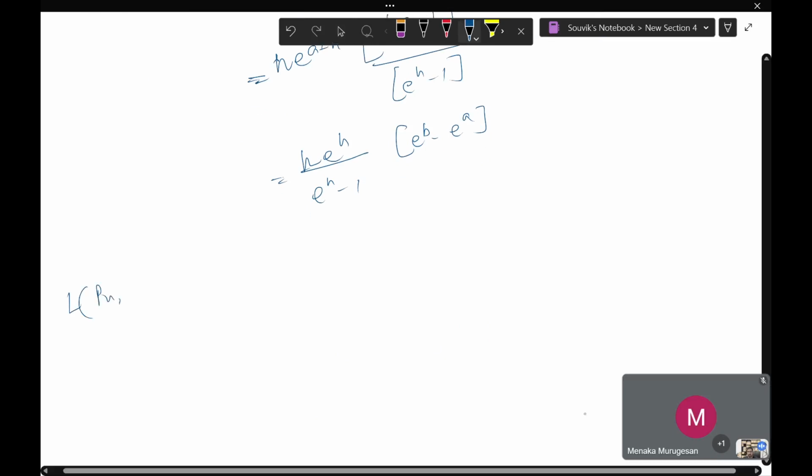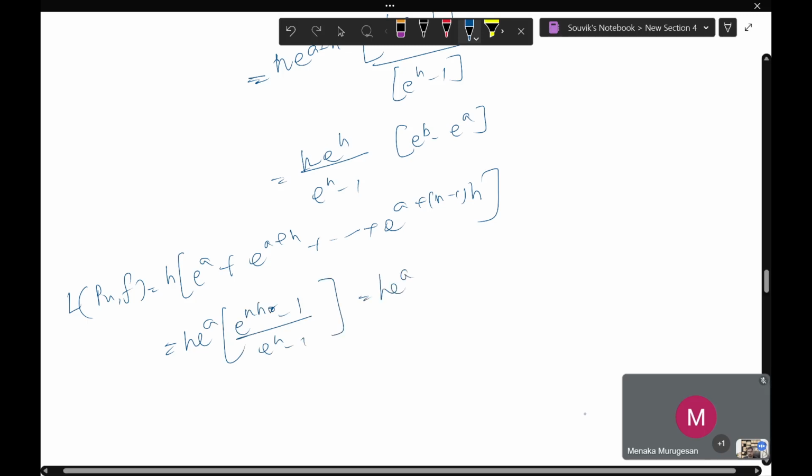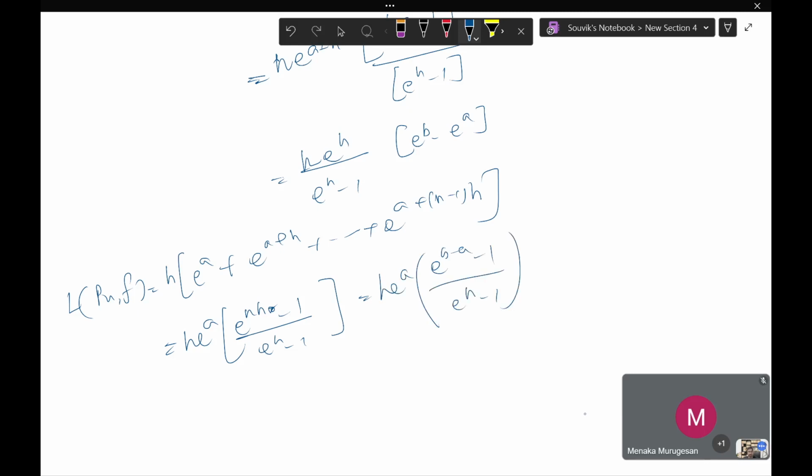And what is L(Pn, f)? L(Pn, f) is equal to h into e to the power a, plus e to the power a plus h, plus up to e to the power a plus (n minus 1)h. So this will be h e to the power a into (e to the power nh minus 1) by (e to the power h minus 1). This is h by (e to the power h minus 1) into (e to the power b minus e to the power a). Okay.